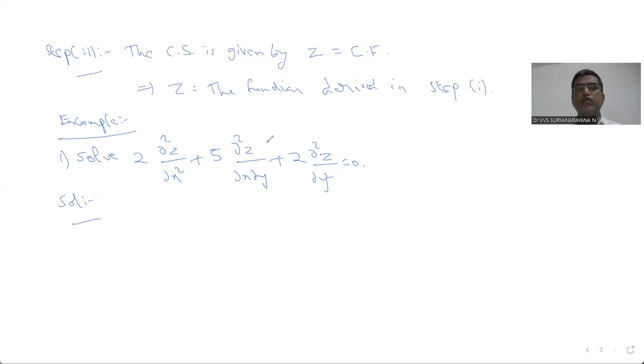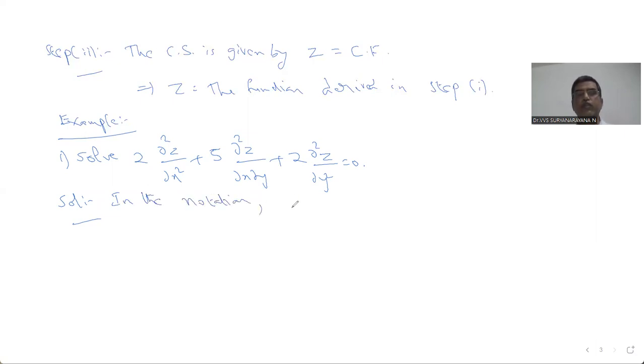Second order, first degree. So the degree of each and every term is 1. So this is a linear partial differential equation with constant coefficients and order is 2. Okay. So to solve this, first express this equation in the notation form.